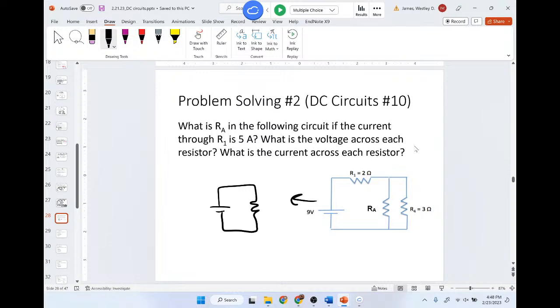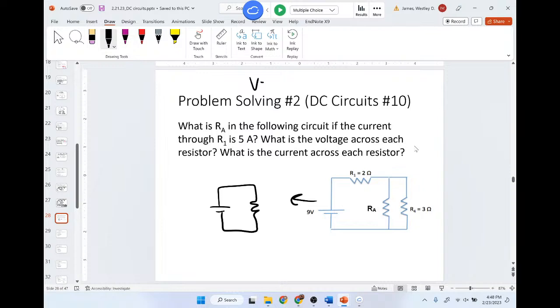We're going to be able to get RA right off the bat. Let me label some things on the circuit for you all, and then I'm going to see if you can figure out why I can get RA really simply.